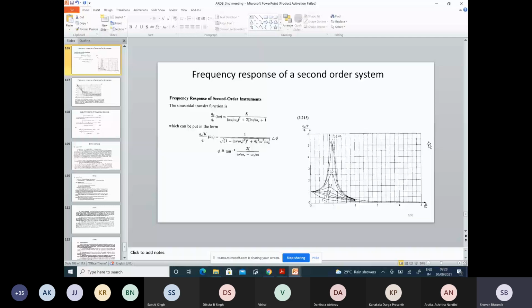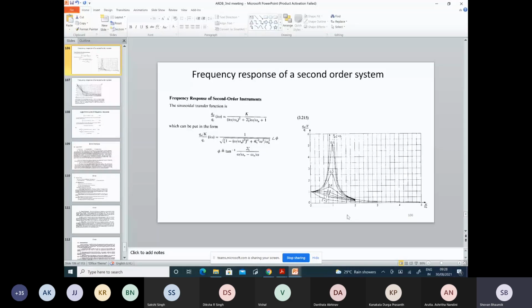So you are saying that if zeta is greater than 0.7, there will be no peak. This is almost flat, right? So from the frequency response, maybe you are asking. If you draw omega versus omega n and the gain for different values of zeta, certainly you will see that for zeta which is greater than 0.7 or 0.8, you will not get the peak. That is certain. This is a very good question.